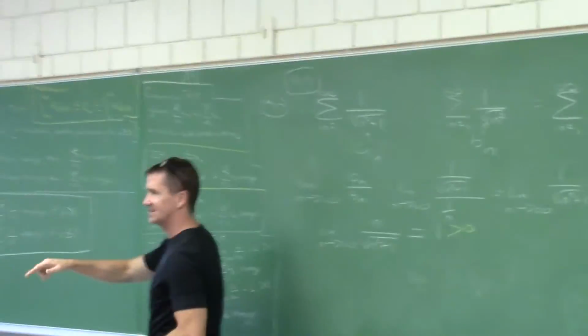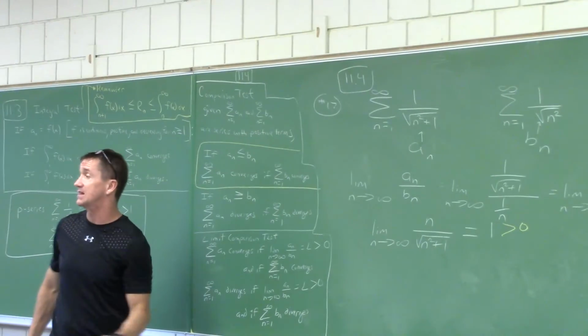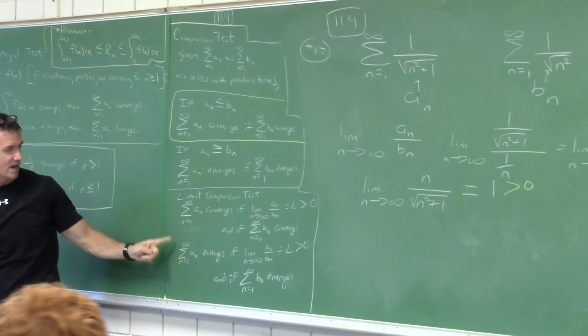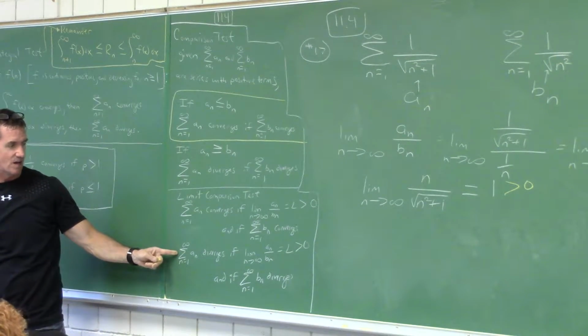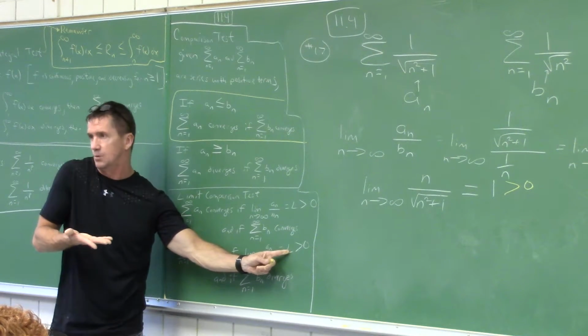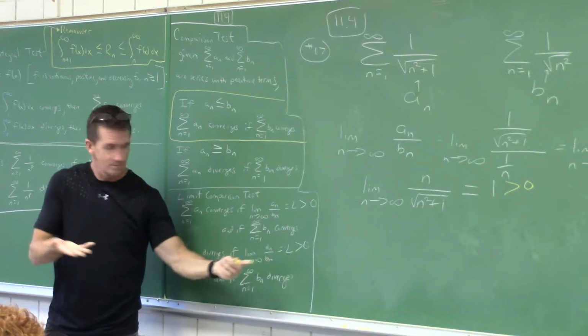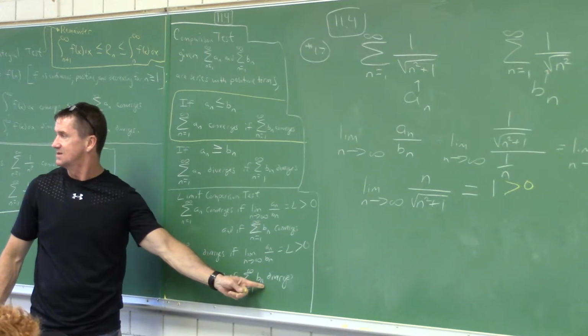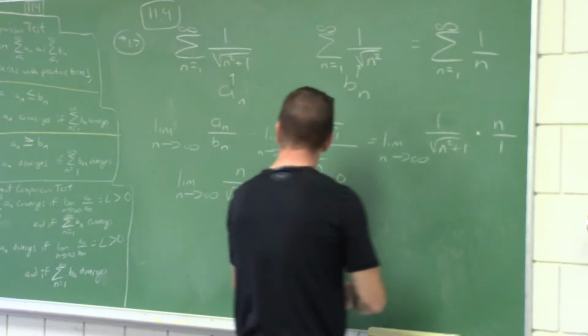Look at the second part. This is what's so great about the limit comparison test. You might like this better than this one. We're saying, as this series diverges, if the limit, just like before, is some value L greater than 0, and if the other series diverges. So what I'm saying is, I know whether or not right now, because I got this.